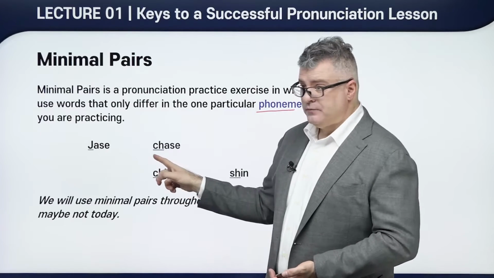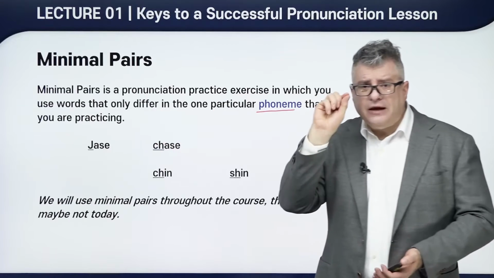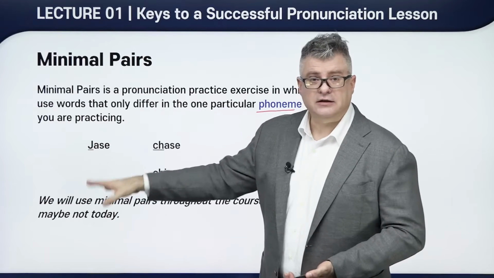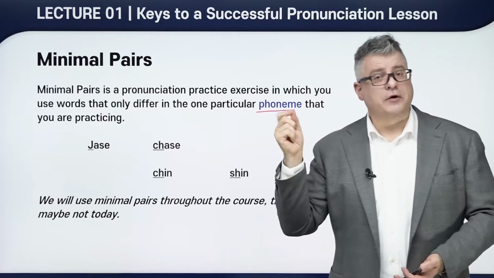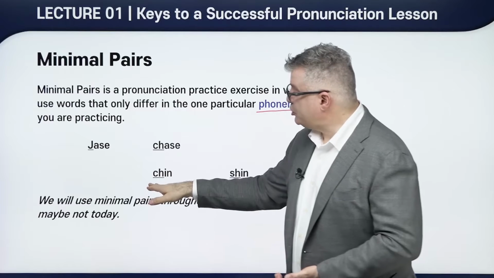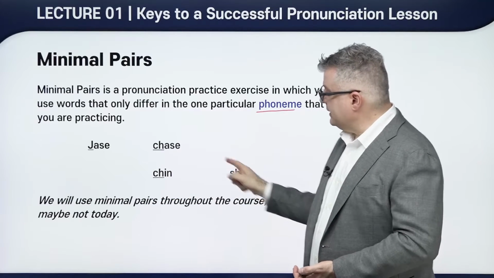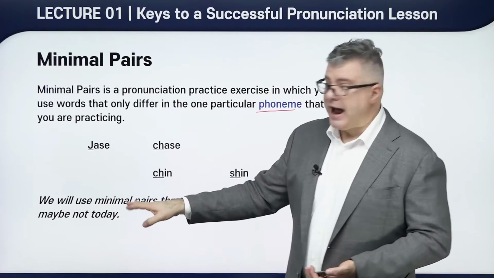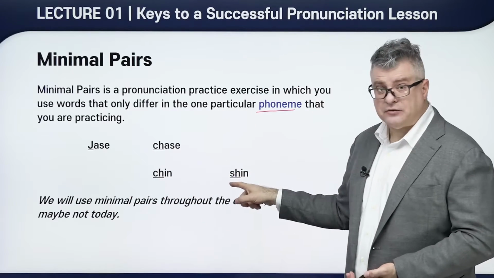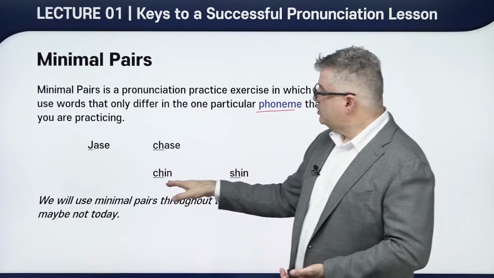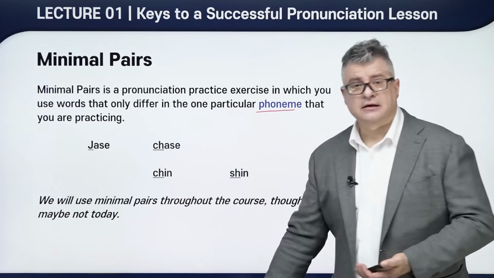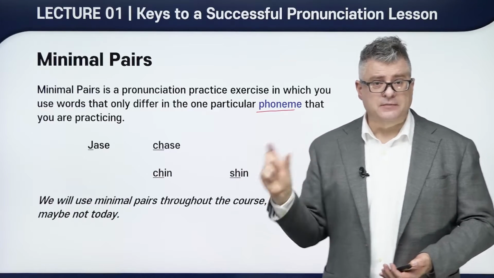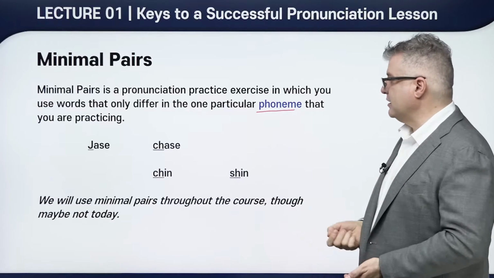Jace, chase. Jace, chase. So only one particular phoneme is different in those two words. So we can have a list of words where they are pairs, where one phoneme is different. Jace, chase, chin, shin. So shin and gin, I guess gin and shin. But now we're focusing on the CH and the SH, right? The ch and the sh. So chin and shin. Then we have a whole list of words that are similar, but have those two phonemes that we're practicing contrasting with each other.